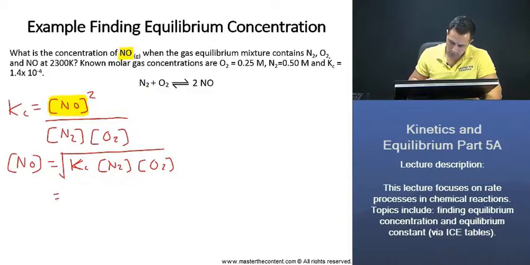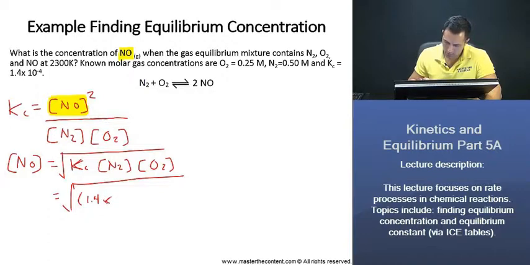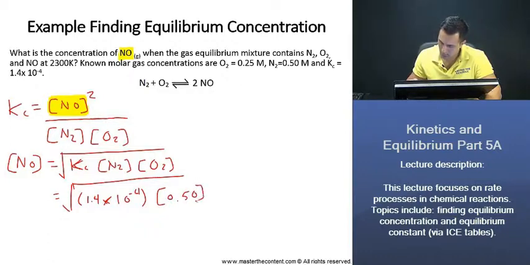And once we go ahead and fill in our values, we see that we have 1.4 times 10 to the power of negative 4. And our nitrogen here says we have 0.50. For oxygen, we have 0.25. Wonderful.